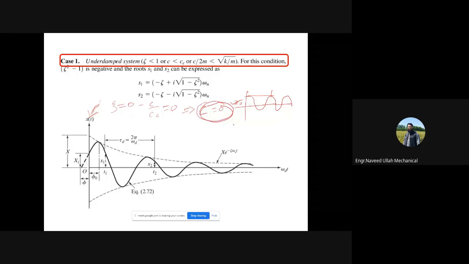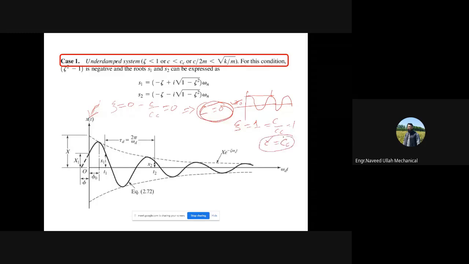Now if the value of zeta is 1, you can say that c over cc is equal to 1, and the design coefficient of damping is equal to the critical damping.